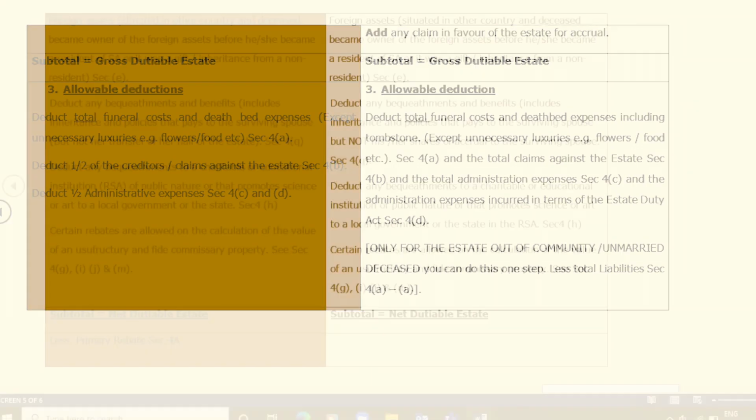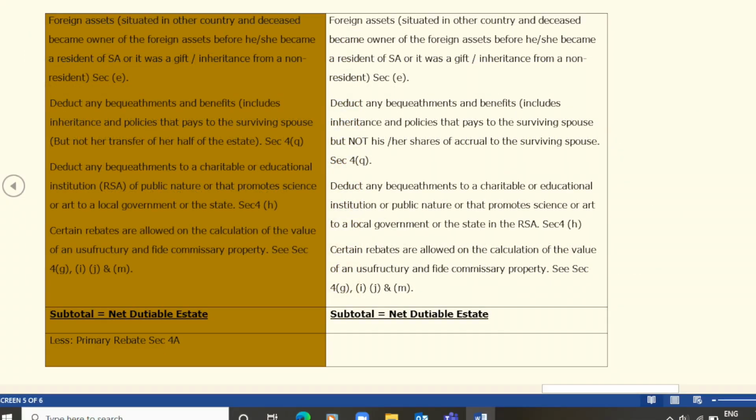The other deductions that you will do is if there are foreign assets situated in another country and the deceased became the owner of those assets before they became a resident of South Africa, or it was a gift or inheritance, you will deduct same. You will also deduct any bequeathments and benefits. That includes inheritance, policies that pay to the surviving spouse, but not her transfer of half of the estate. So you will deduct those things that are paying to the surviving spouse. And the same thing on foreign assets happens on column B.